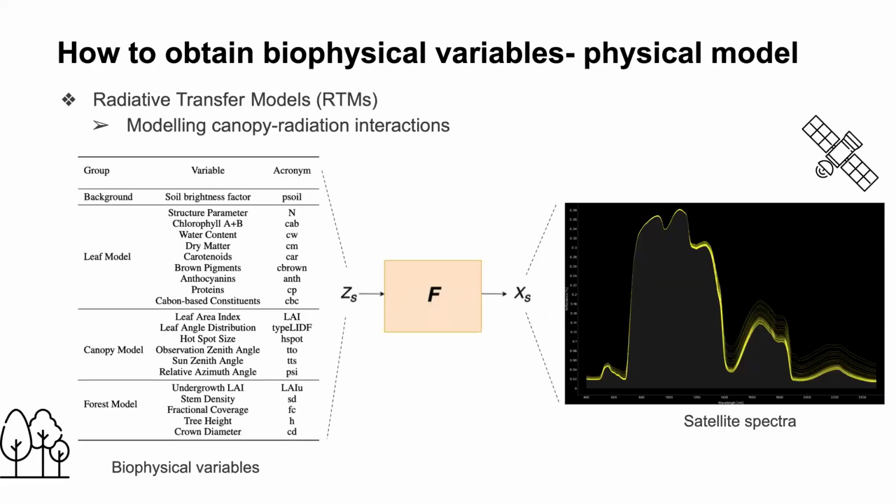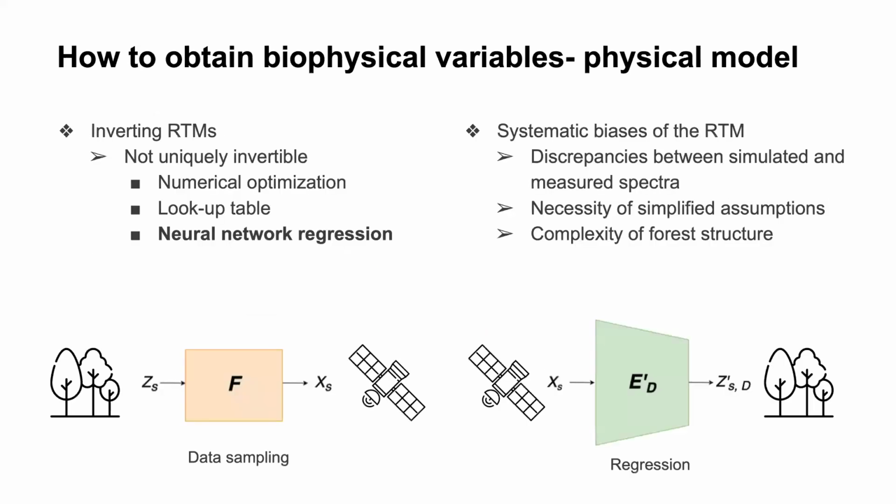Alternatively, in the domain of remote sensing, scientists have developed physical models in order to get these biophysical variables. The specific model they use is called radiative transfer models, which essentially model the canopy and radiation interactions. As you can see from this slide, let's say the model, we call it F. Given the input, which are all these biophysical parameters, it will simulate and give you the output, like what the satellite spectra will look like. So given this model, by inverting it, people hope to retrieve the biophysical variables.